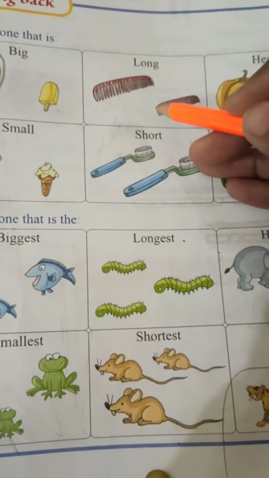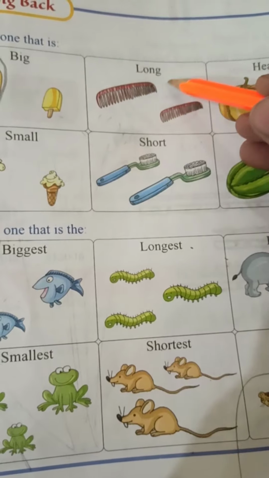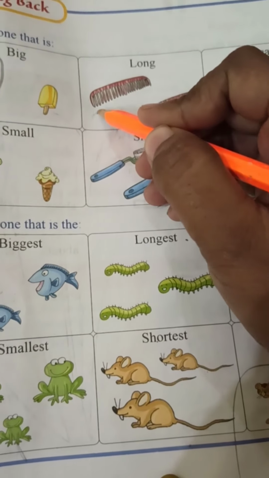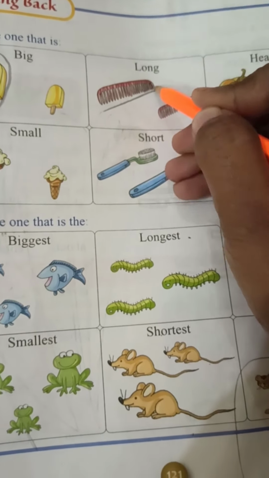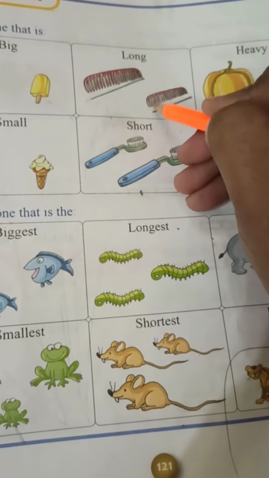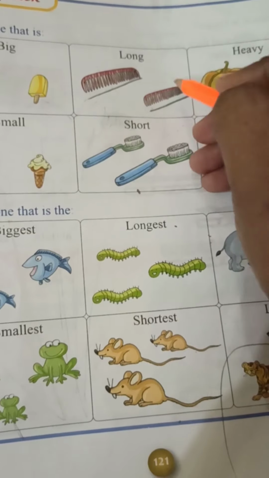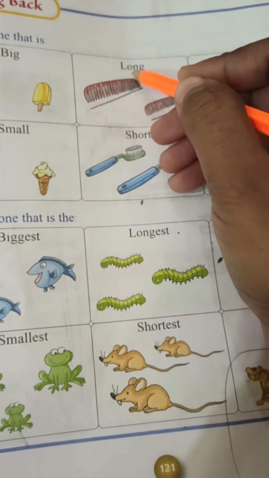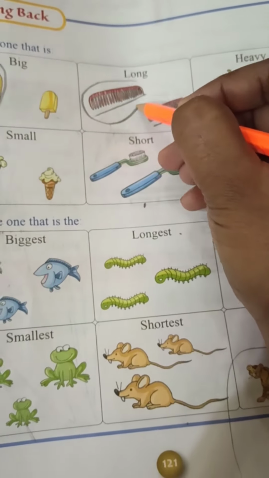Right? Now second, which one is long? Can we measure? Look at the line. See? This one and this one. This looks very short. This line is very short, right? So this comb looks very long. Round it.